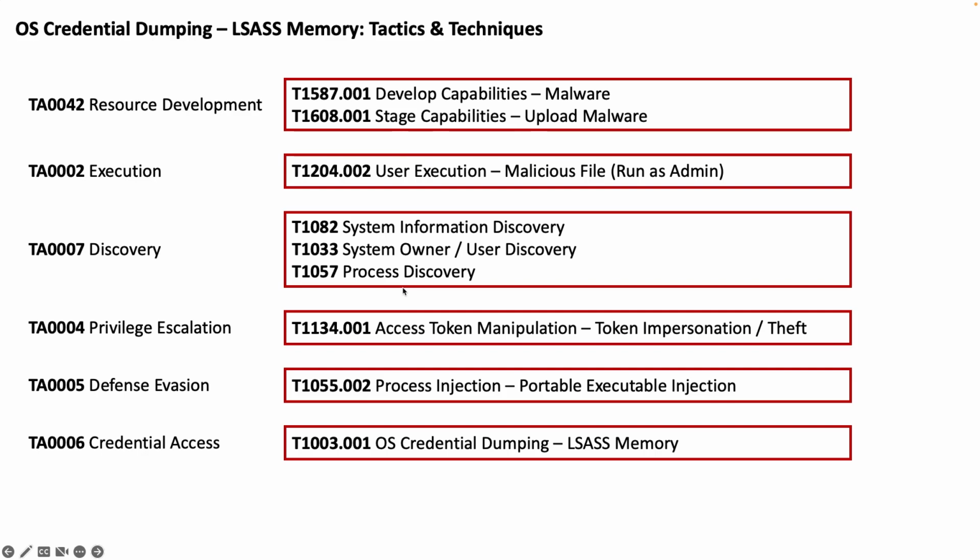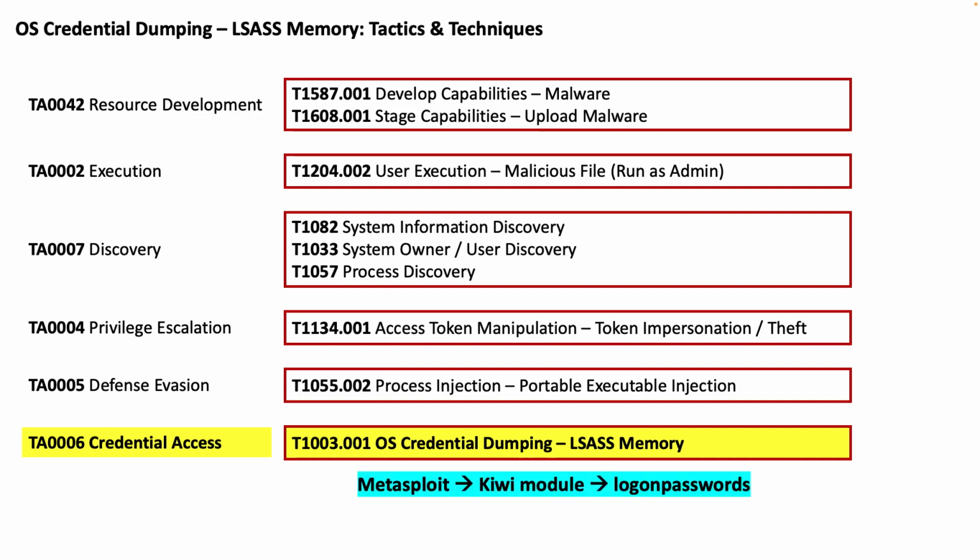Here you can see a list of the tactics and techniques that we will show in this video. It is important to note that to simplify the privilege escalation step in our plan, we will execute the malicious payload or file as an administrator. The most important technique within this plan is LSASS memory, and we will implement it using the Kiwi module for Metasploit and the logonpasswords command.